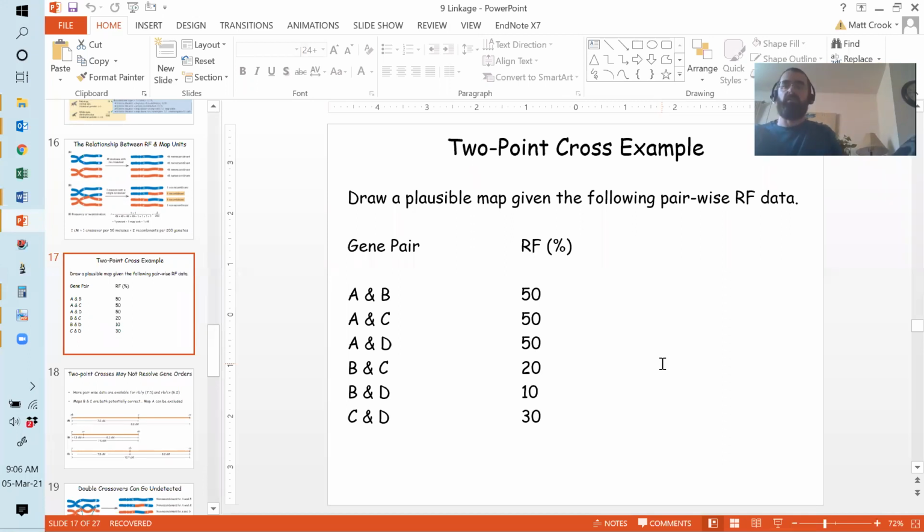Okay, take a quick picture of that. Don't want to spend a huge ton of time on this because we've got 3-point crosses to do and they're way more complicated. Okay. Any questions about that?